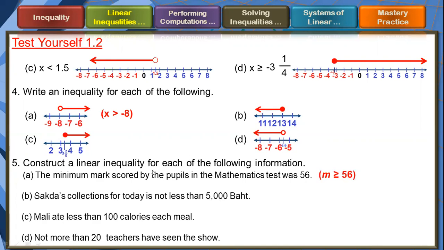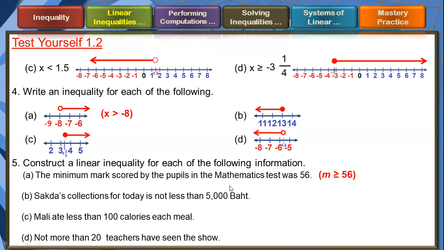So here, construct a linear inequality for each of the following information. A, the minimum mark scored by the pupils in the mathematics test was 56. To write that one, we have M to stand for the score. So it's greater than or equal to 56. So here, the minimum mark means the score should be greater than or equal to 56. So pupils can get 56 and above.